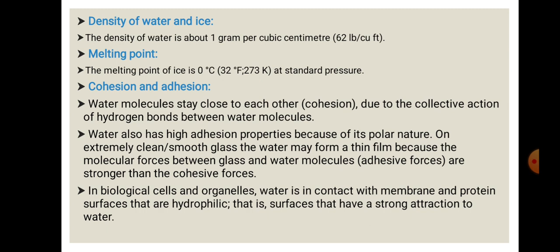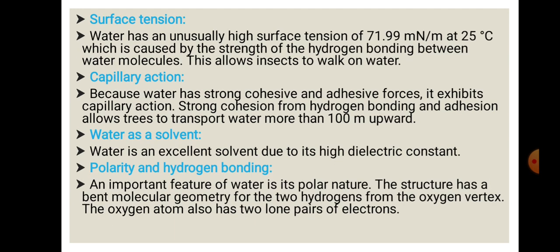In biological cells and organelles, water is in contact with membrane and protein surfaces that are hydrophilic, that is, surfaces that have a strong attraction to water. Then water also has a surface tension. Water has an unusually high surface tension of 72.99 mN per m at 25 degrees Celsius, which is caused by the strength of hydrogen bonding between water molecules. This allows insects to walk on water.